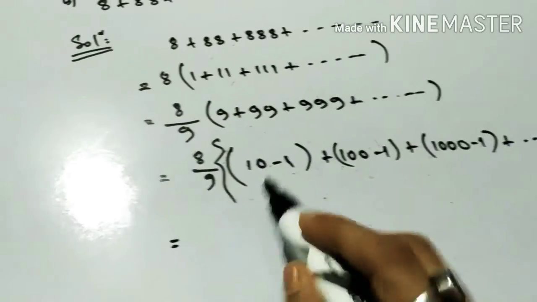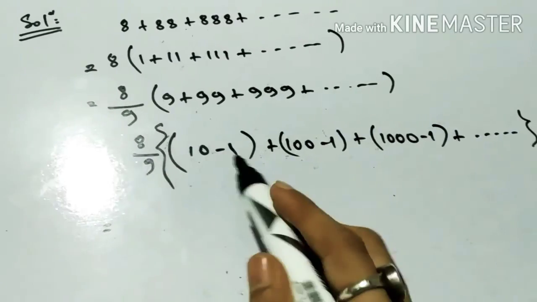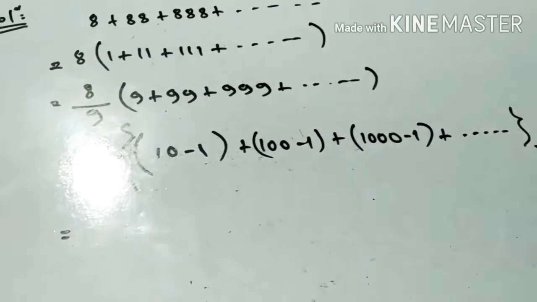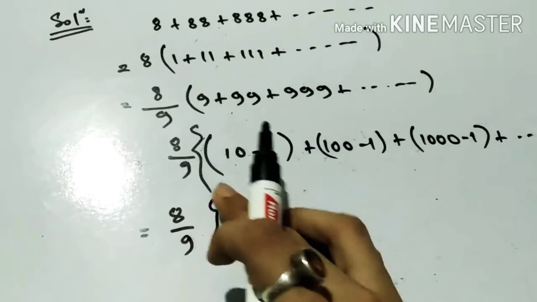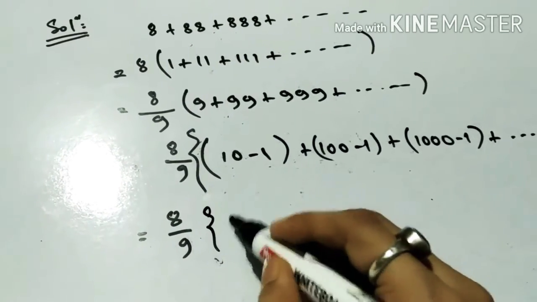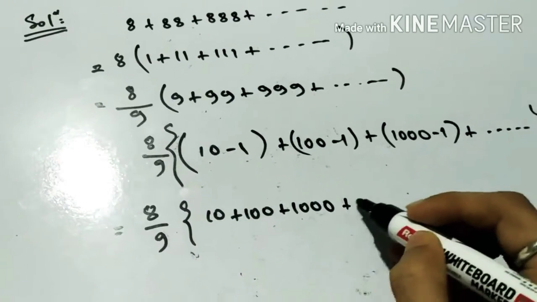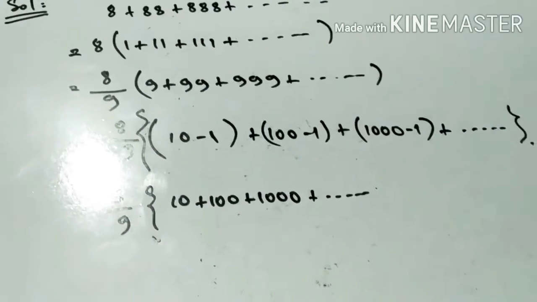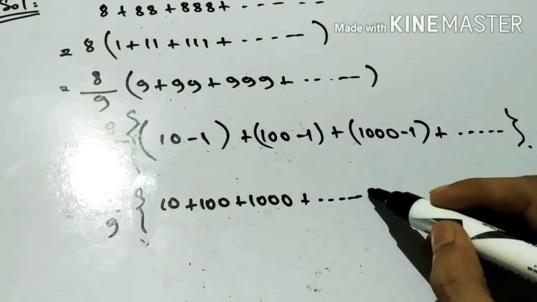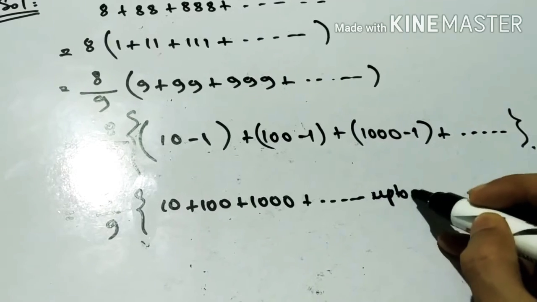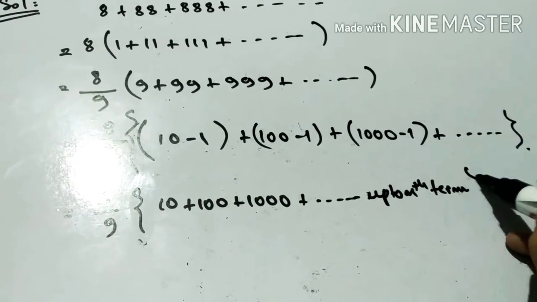Yes, so now you see, this 10 plus 100 plus 1000 I will write on one side, and minus 1 minus 1 minus 1 I will write on one side. So this is 8 by 9. This one I will get 10 plus 100 plus 1000 plus dot dot dot up to, which term will I have to add? Up to nth term.